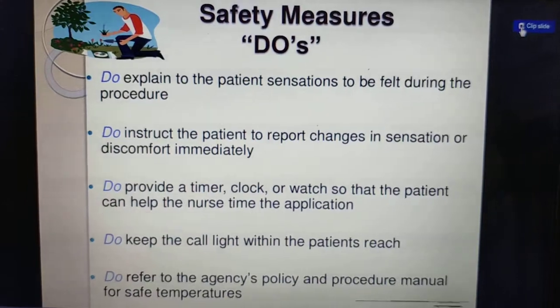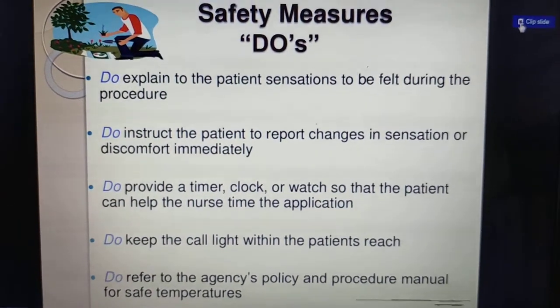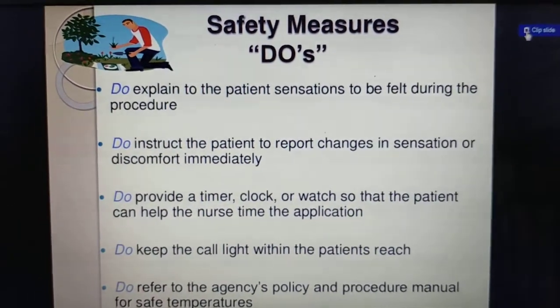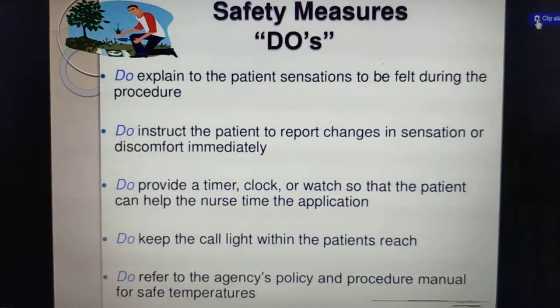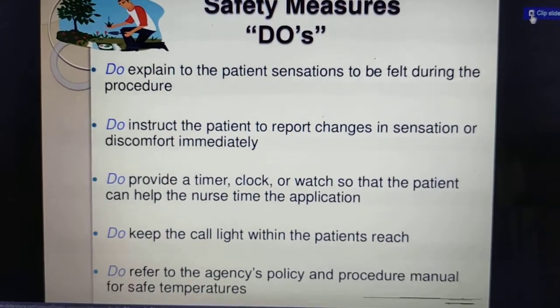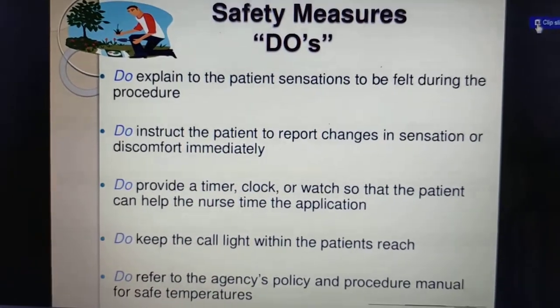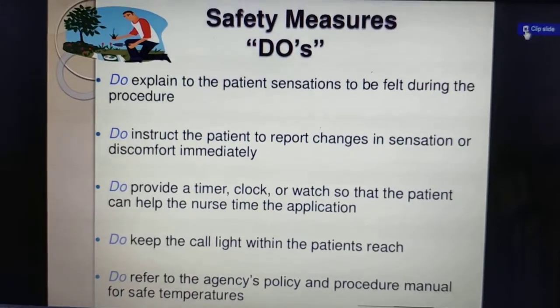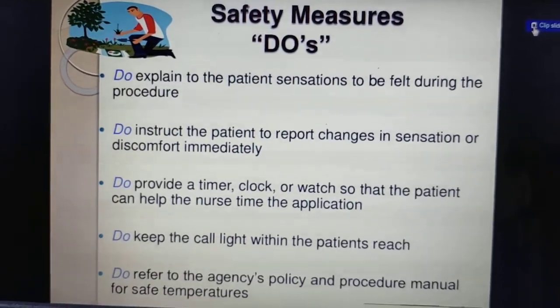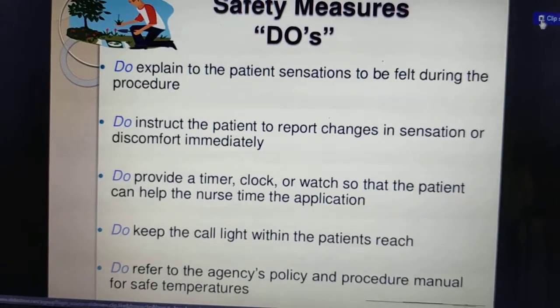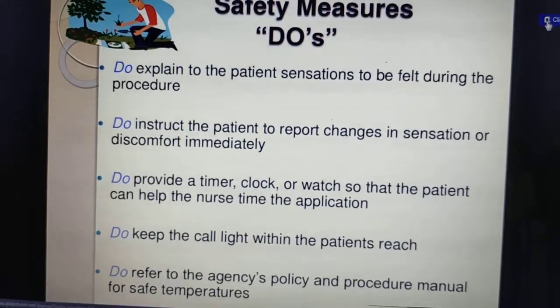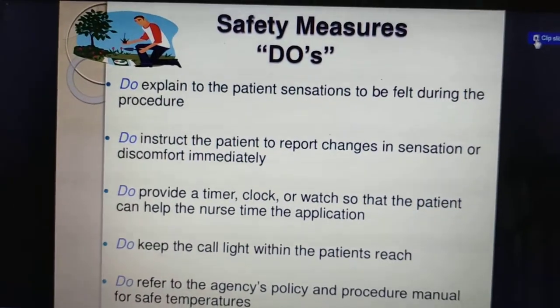So this is what we have discussed regarding cold applications. In the previous class we discussed the hot applications. This is all about the classifications and how to use each one. Now we'll see what the safety measures are, and what things we have to do.